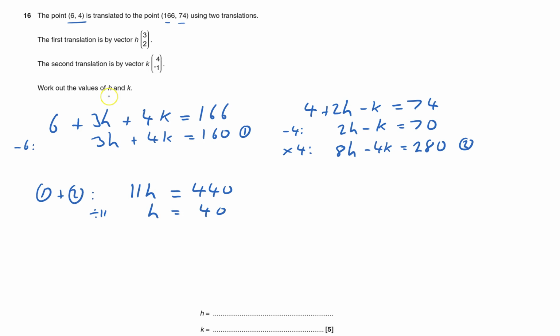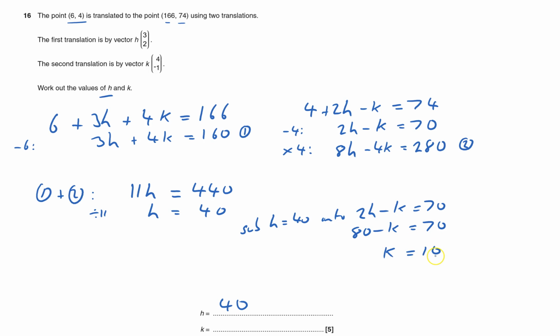And now I need to find out, I found the value of h, which is 40. I now need to find the value of k, so I can substitute it into any one I want, and I think I will probably substitute it into this one here. So we're going to sub h equals 40 into 2h minus k equals 70, and that will say 2h's will be 80 minus k equals 70. I can just do that by inspection. 80 take away something is 70. Pretty obviously k equals 10.